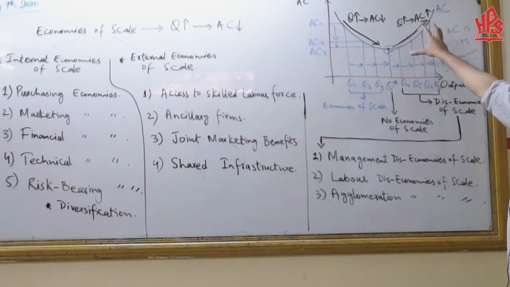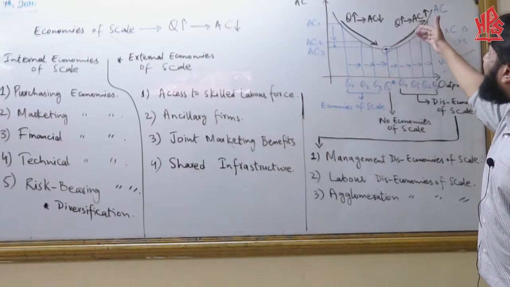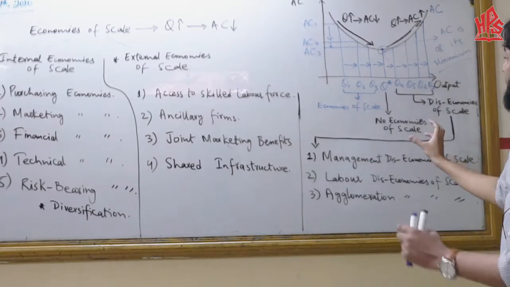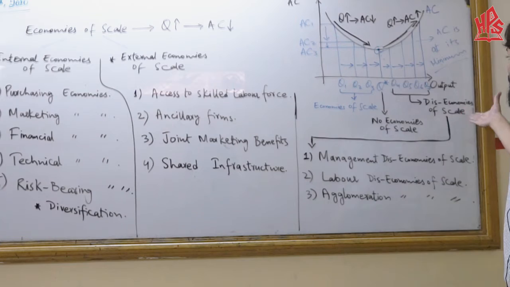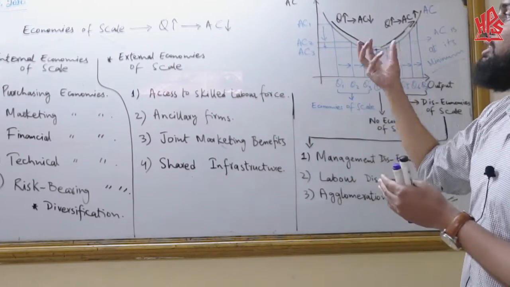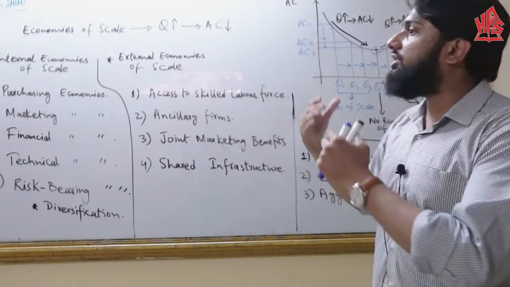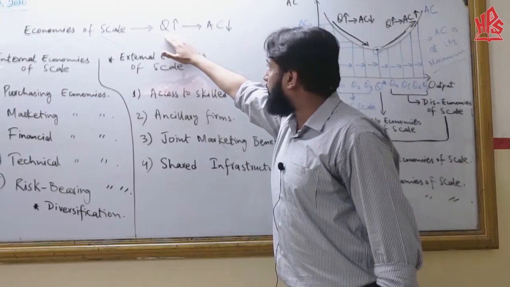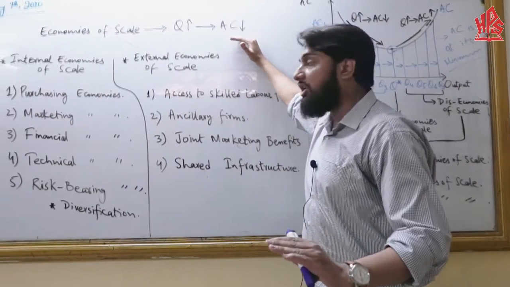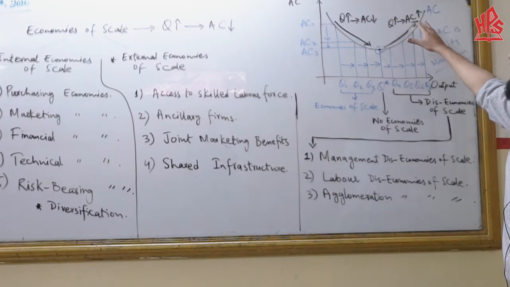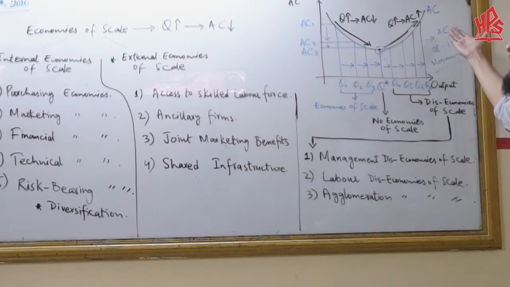So in this phenomenon where quantity is increasing and that also causes the average cost of production to increase, that phase of production is called diseconomies of scale. I will repeat, diseconomies of scale. It is the contradictory or opposite concept of economies of scale, in which if we increase the output, the average cost decreases. But in diseconomies of scale, if we increase the output, it will actually increase the average cost of production again.